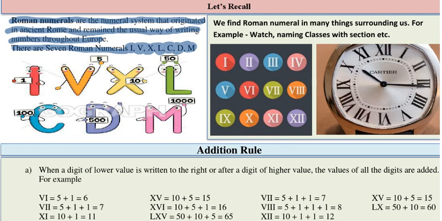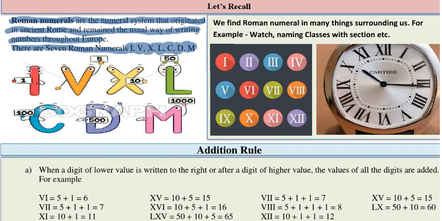That means in the ancient time of Rome, the Roman Empire, it used to remain the usual way of writing numbers throughout Europe. That is why it is known as Roman numerals, because it was invented by the people of Rome, who are known as Romans.